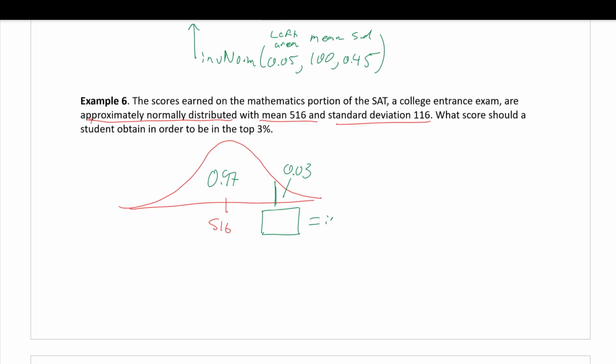All right. Calculate this using inverse normal. You have your left area, your mean, and your standard deviation. The area to the left of this partition is 0.97. The mean in this case is 516, and the standard deviation is 116. If you were to run this through your calculator, you would get 734.2 would be the score in order to be in the top 3%.